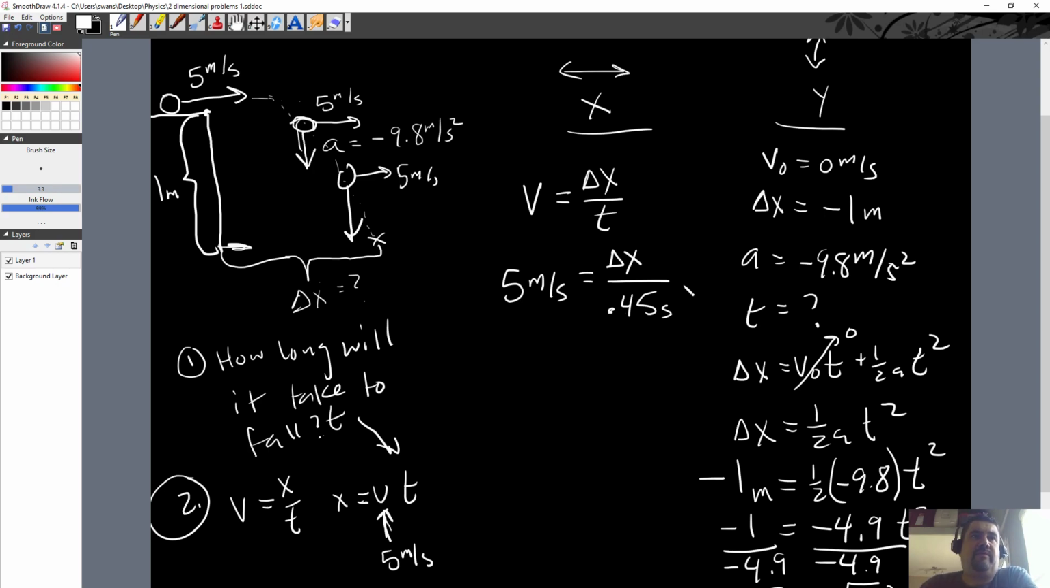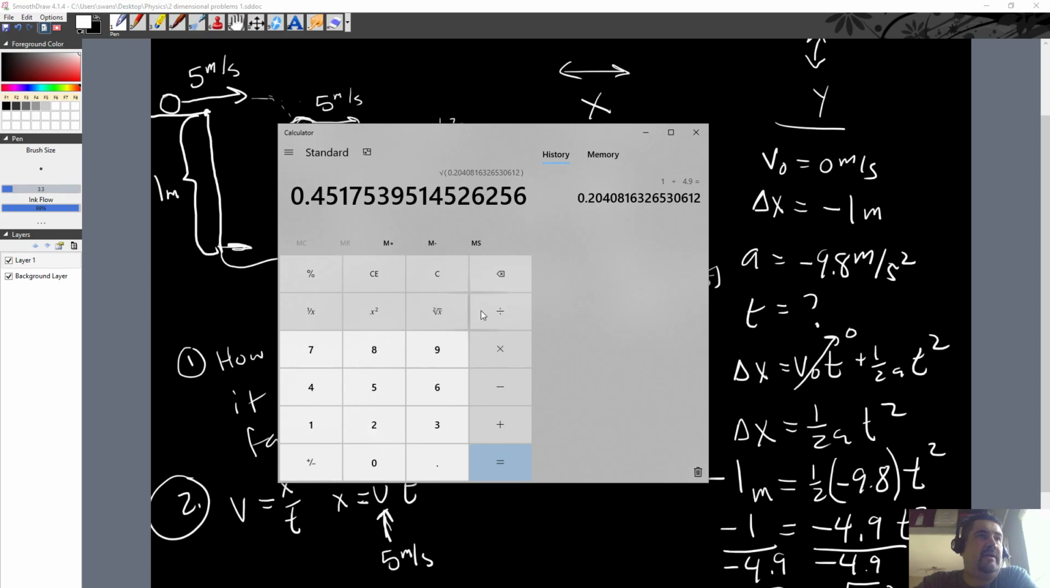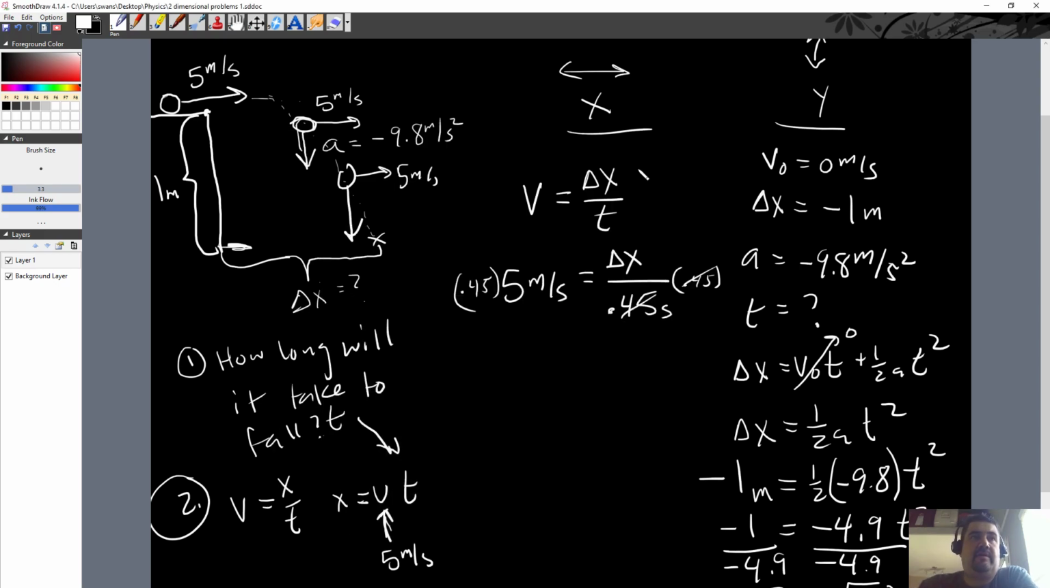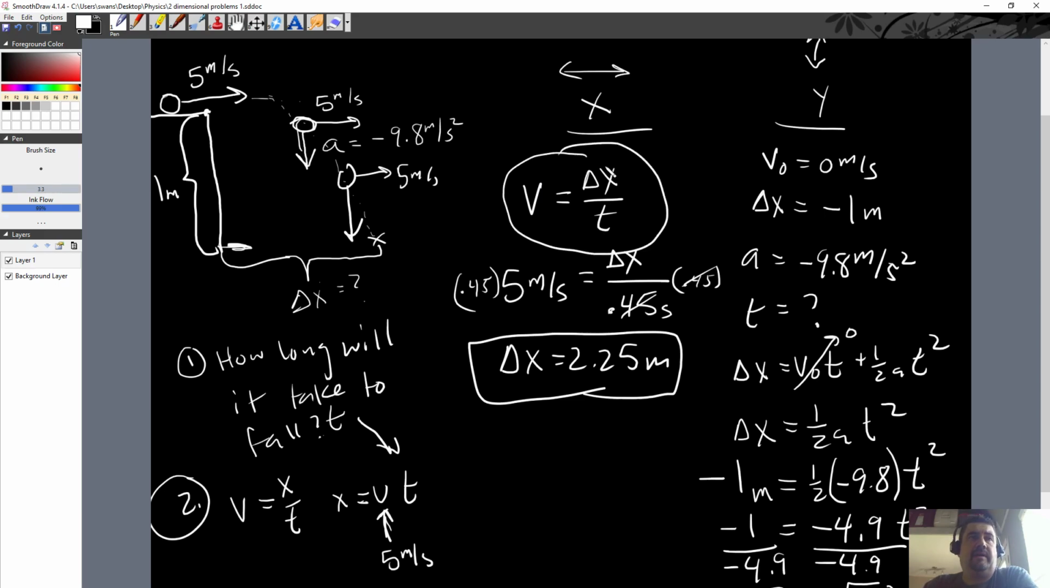So let's times 0.45 on both sides. Times it here, times 0.45 over here. And these cancel out over here. And I will times that by 5. 0.45 times 5 is 2.25. And that's our final answer. Delta X is equal to 2.25 meters. And that's it. So as a recap, if you're looking at the left and right direction, you're only going to use this equation.